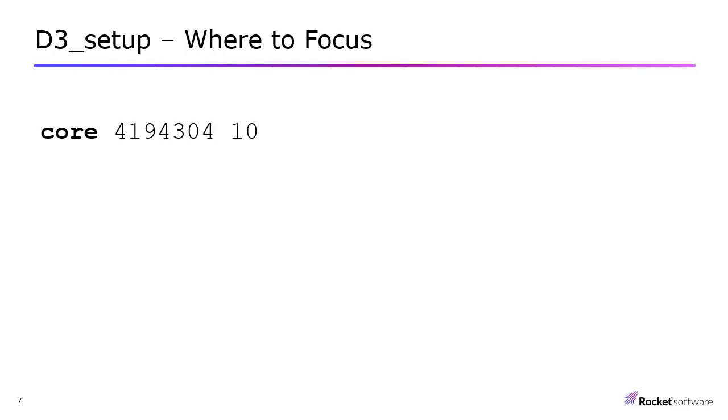The first statement in the list is the core statement, shown here as core 419430410. It contains the amount of memory to allocate to D3's shared memory pool and the machine key used to identify this virtual machine instance.